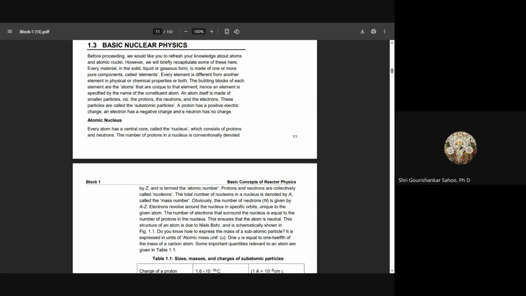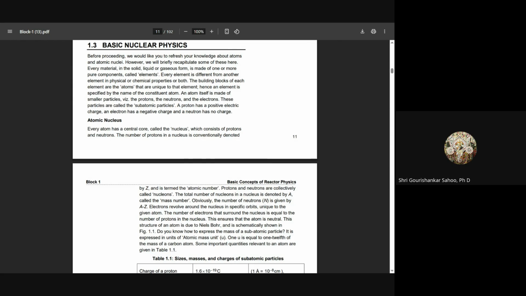the atomic number of the atom or that nucleus. Protons and neutrons are collectively called nucleons, and the number of neutrons is nothing but A minus Z, where A is the number of nucleons. So if A is the number of nucleons, that is protons plus neutrons, and Z is the atomic number or number of protons, then the number of neutrons will be nothing but A minus Z.